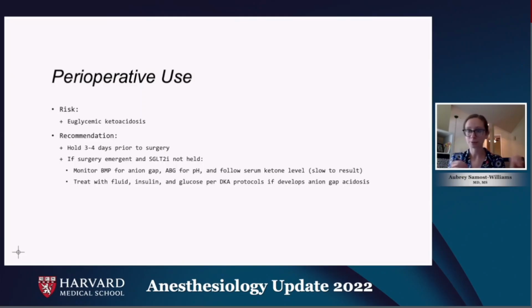But again, I can't stress enough, these patients will be euglycemic a lot of the time. So it's a subtle diagnosis, but it is one that you absolutely should not miss because it is easily treatable, but it is devastating if you do not treat it. So SGLT2 inhibitors, absolutely going to see a lot more of them. Absolutely a risky thing for the perioperative period. And it's incumbent upon us to know how to manage these patients when they come to our ORs.